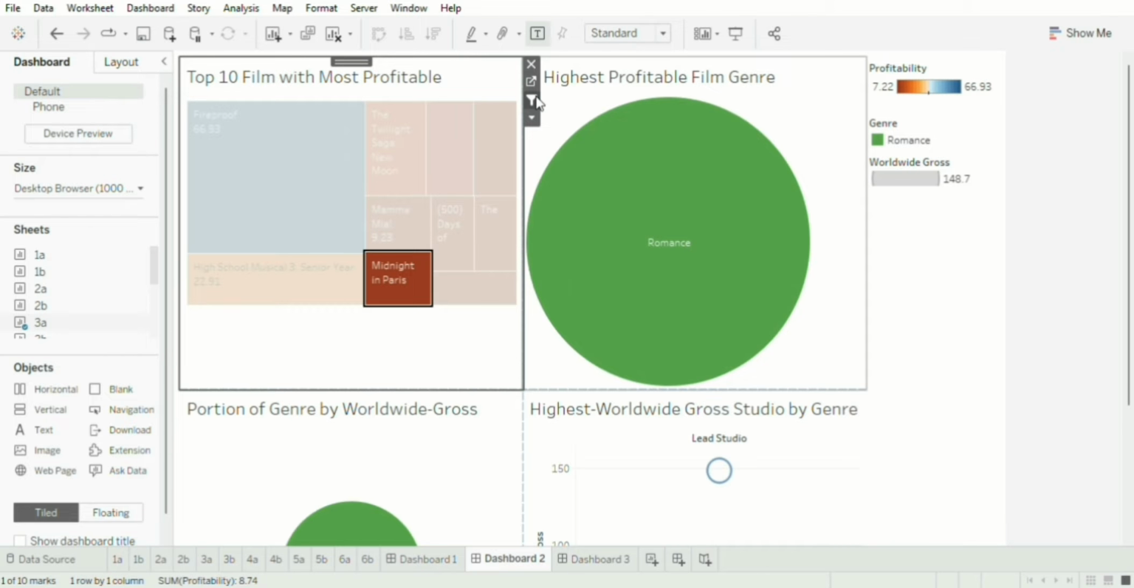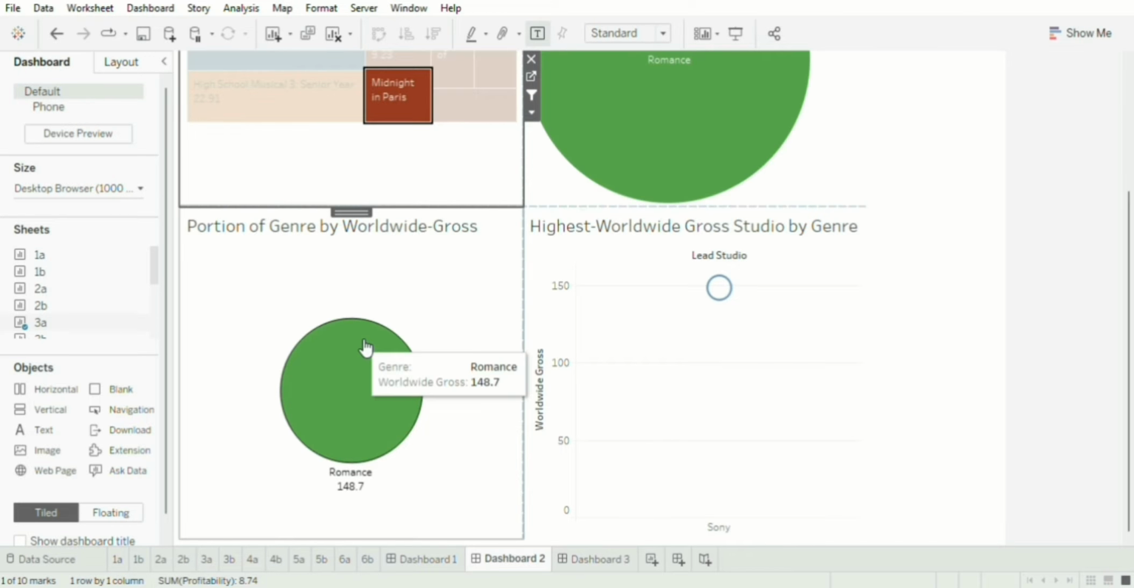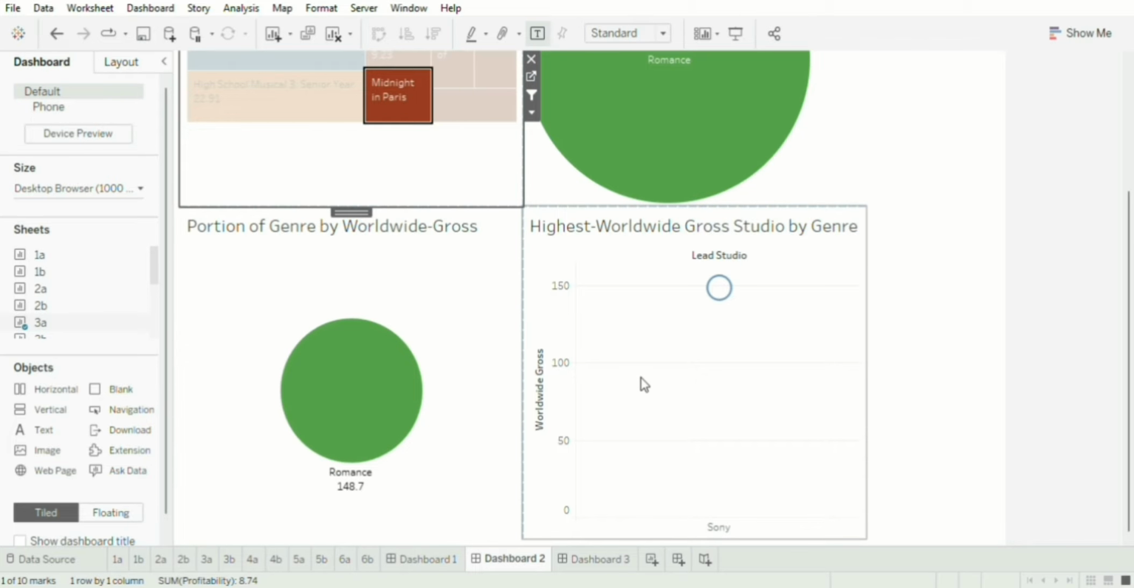Oh, so Midnight in Paris has its best genre in romance, and the portion of genre by Barbara Cross is also high, and the highest Barbara Cross studio by genre, in this case romance, is Sony. Maybe if a company wants to create a romance, they can look at the Sony studio.